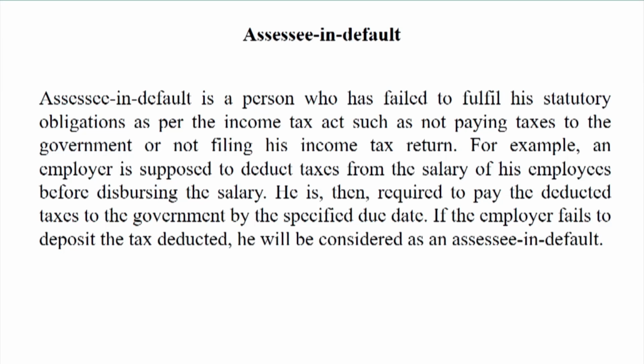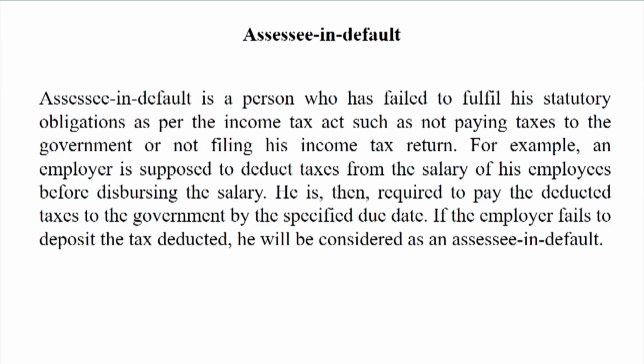Assessee in default is a person who has failed to fulfill his statutory obligations as per the Income Tax Act, such as not paying tax to the government or not filing his income tax return. For example, an employer is supposed to deduct taxes from the salary of his employee before disbursing the salary. He is then required to pay the deducted taxes to the government by the specified due date. If the employer fails to deposit the tax deducted, it is an example of assessee in default.